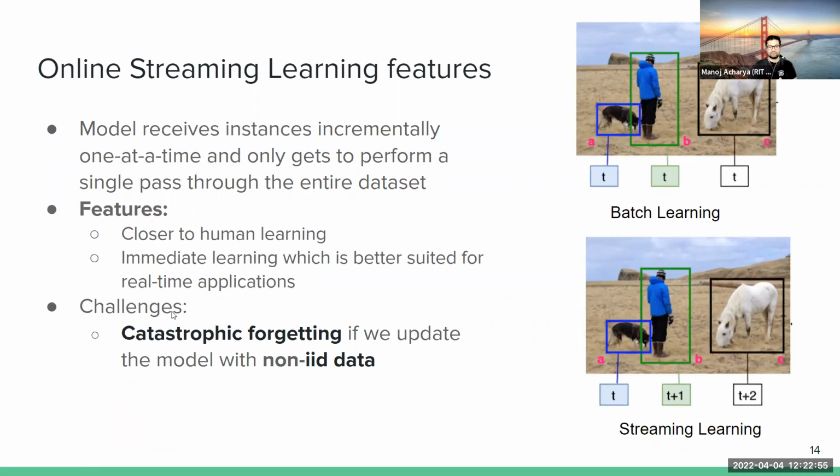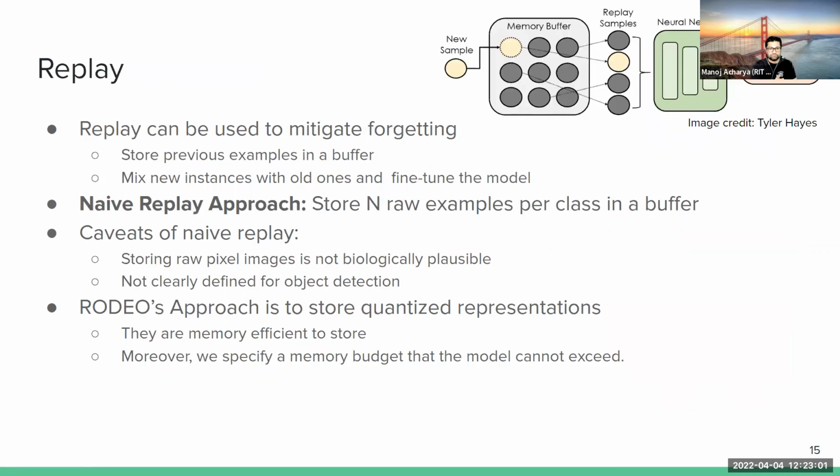However, the challenge with this, since the data is non-IID, is catastrophic forgetting, right? Catastrophic forgetting refers to a phenomenon where you forget previous knowledge when you are learning new information. One very efficient solution to mitigate forgetting is replay, where you store previous examples in a buffer, and when you're learning, you mix new instances with the old ones and fine-tune the model.